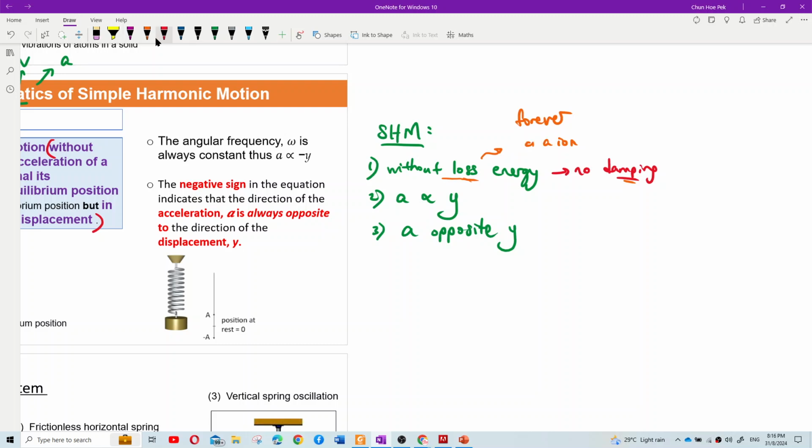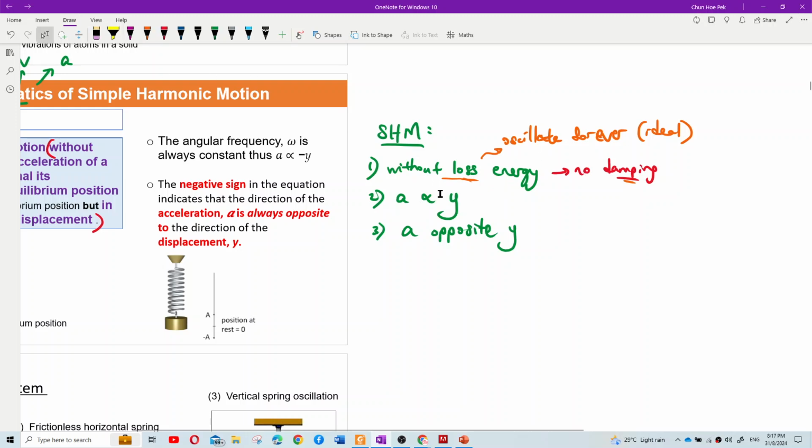I think I should write it like this. It will oscillate forever, because no loss of energy. Oscillate forever. Consider the ideal condition. No loss of energy. It will oscillate forever.